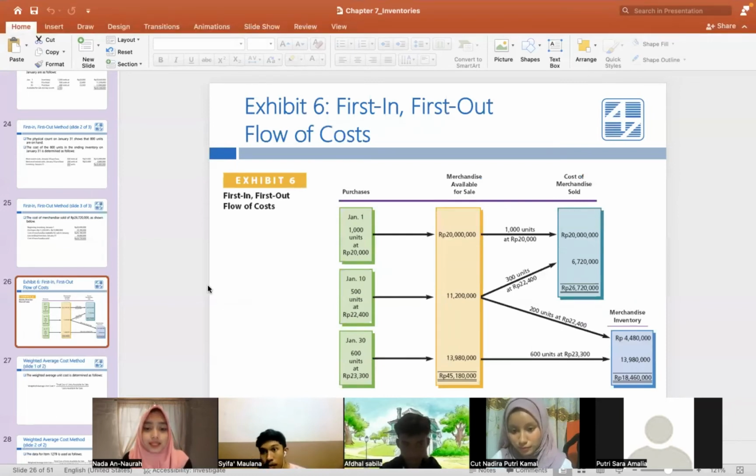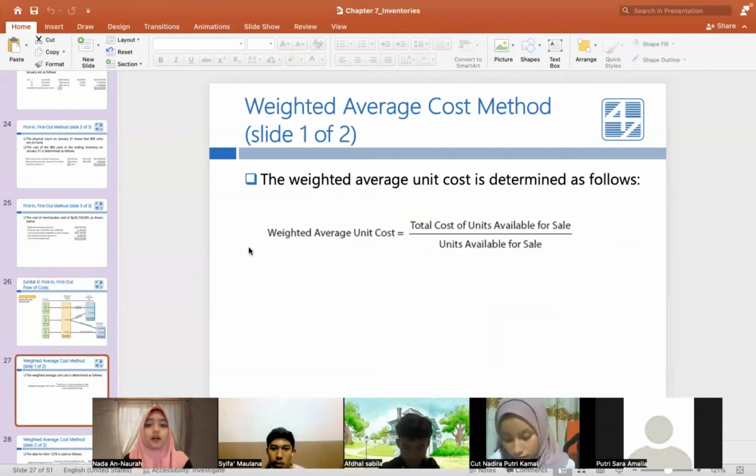here that purchases in January about 1,000 units, and at 10th of January 500 units, and 30th of January 16 units, and also merchandise available for sale multiplied by the purchases, and the total is in the blue table. And then weighted average cost method.